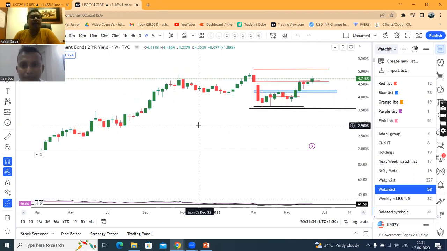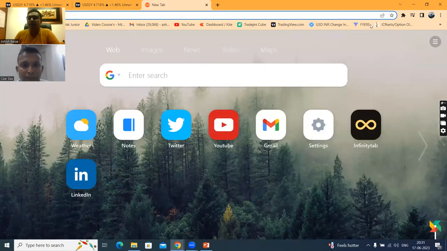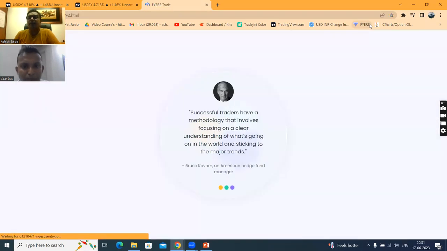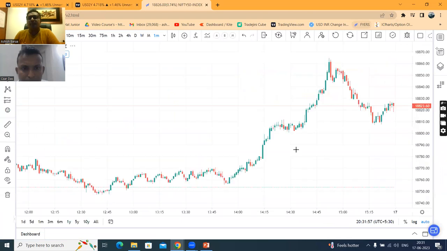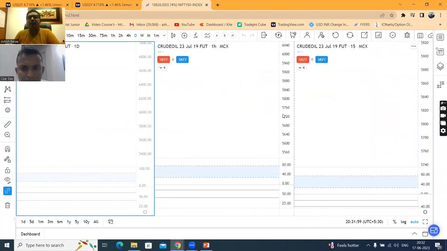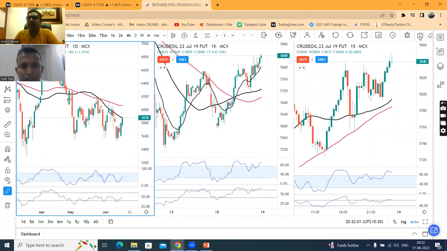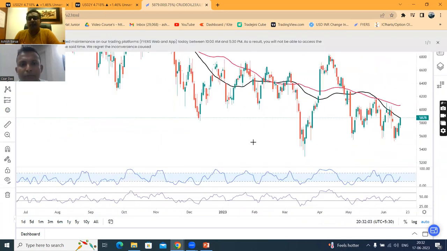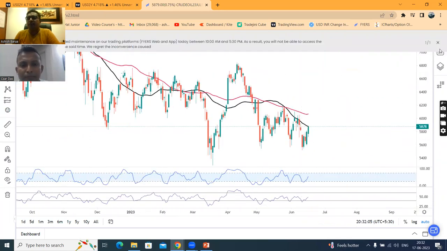Also, there are different discount brokers like Zerodha, Trade Genie, Fyers. If you create a trading account with them, charts are readily available. Let me show you one more. This is Fyers. Here also, you'll be getting different chart patterns along with them. That is also free of cost.